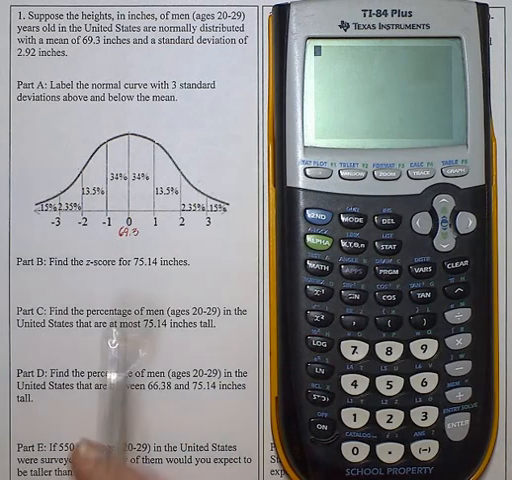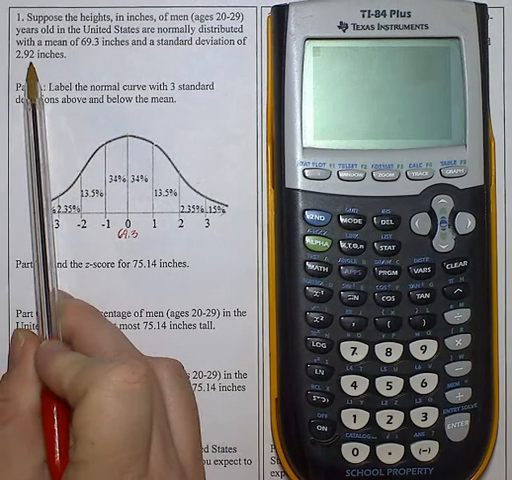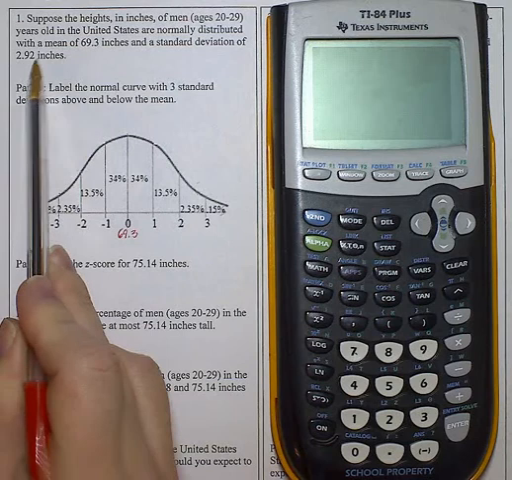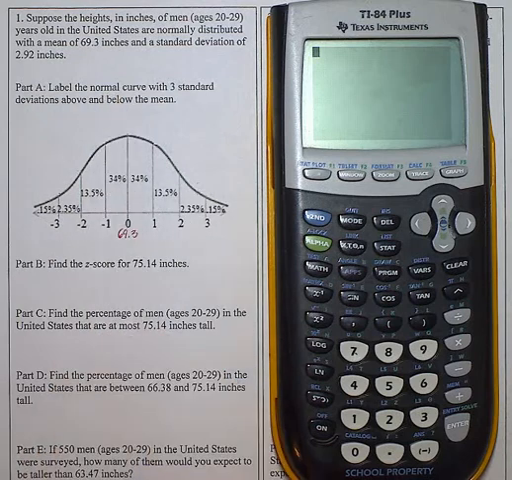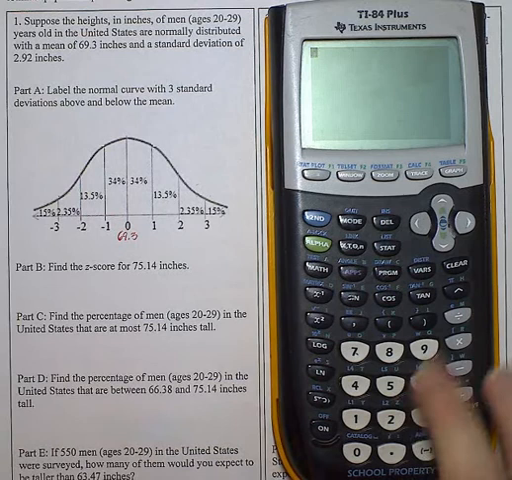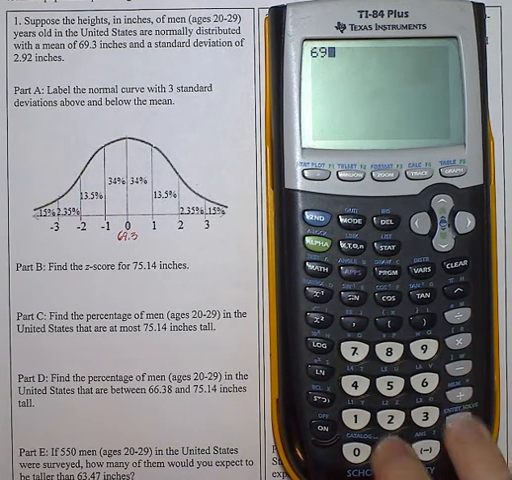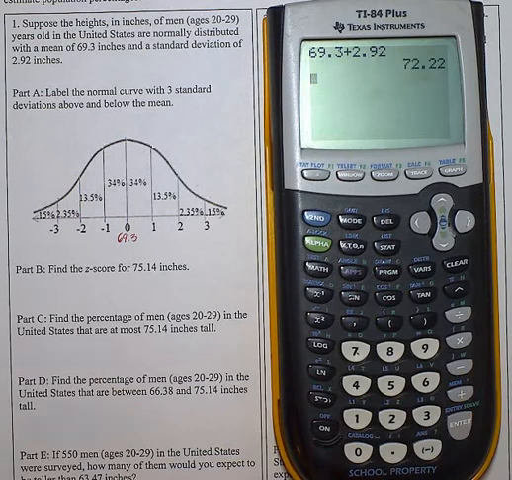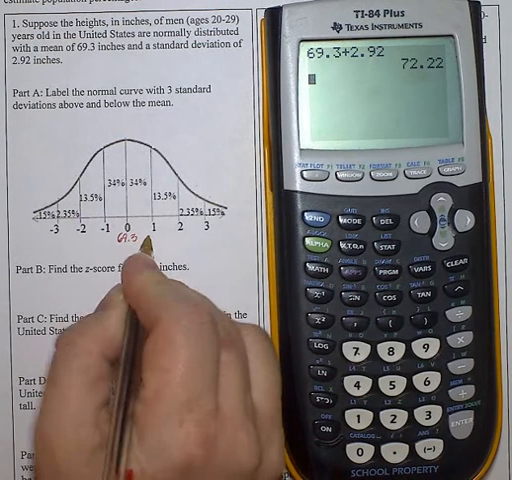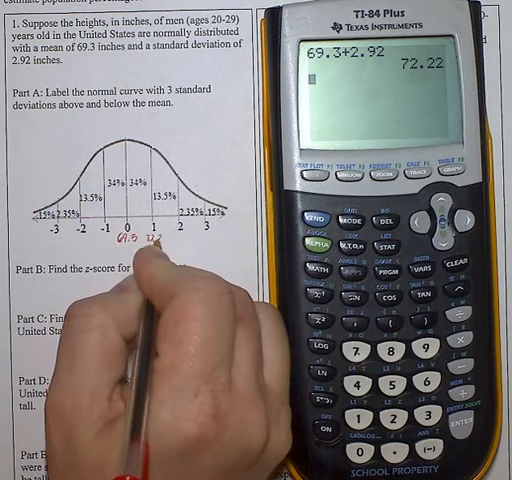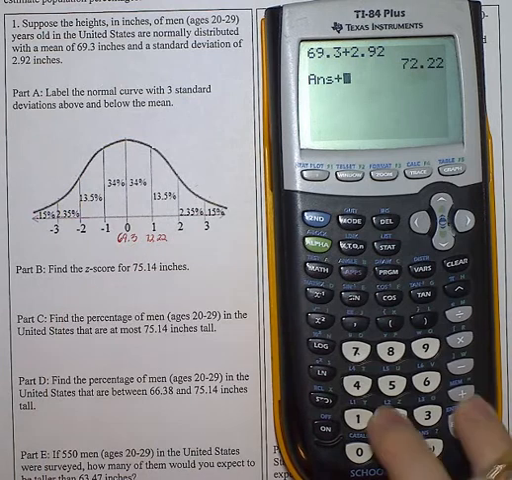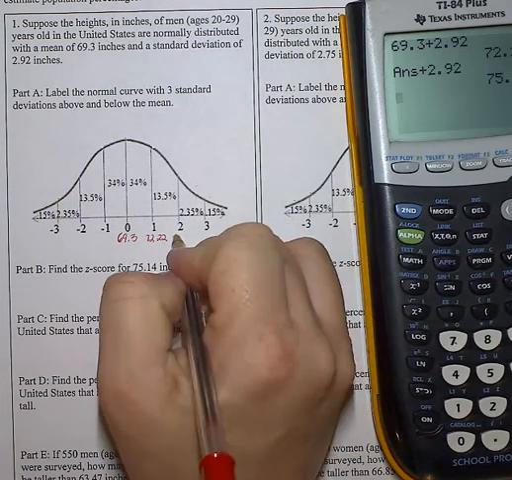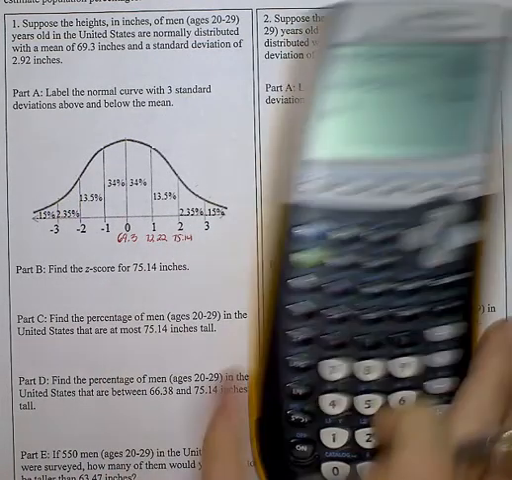And now it tells us that the standard deviations, or each one of these lines, will represent 2.92 inches apart from the next line. So if we start on a calculator, we can start with the mean, and let's go up to the right. So we're going to add 2.92, and this next line coming down will be 72.22. Add it again. We have 75.14, and your final time will be 78.06.